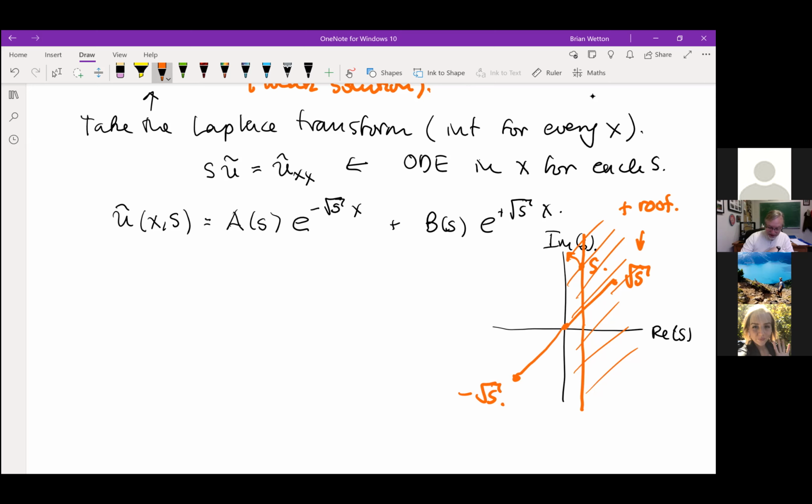And now you can see with that definition of square root that I can't have this solution, because u has to be bounded as x goes to infinity, and that's not bounded, right? That's got e to the positive real part times x and some imaginary stuff as well, possibly. But this has to be 0 by the far field conditions.